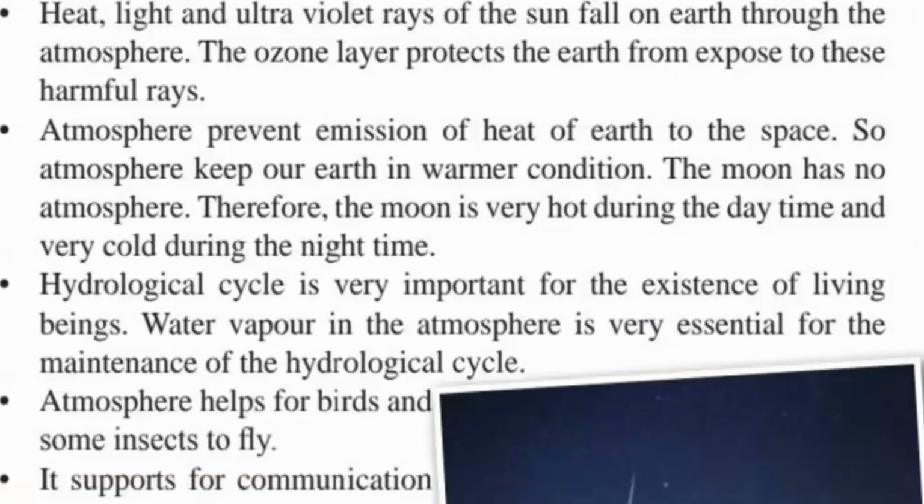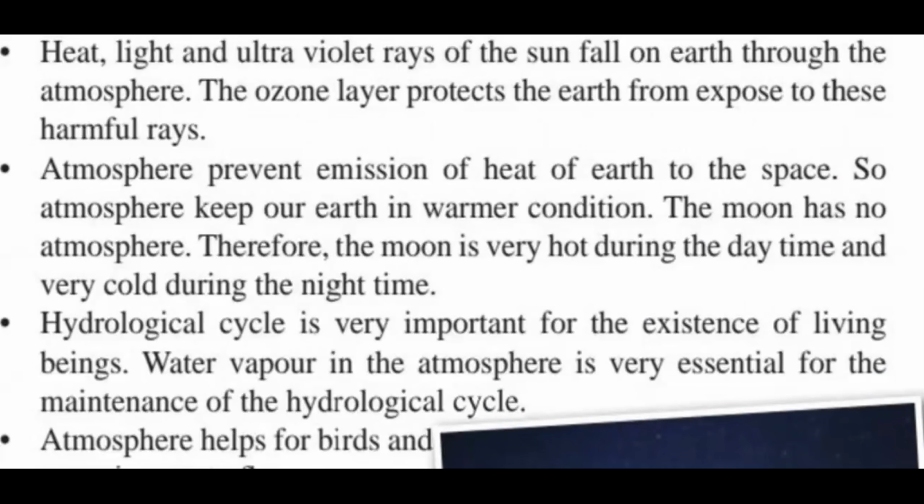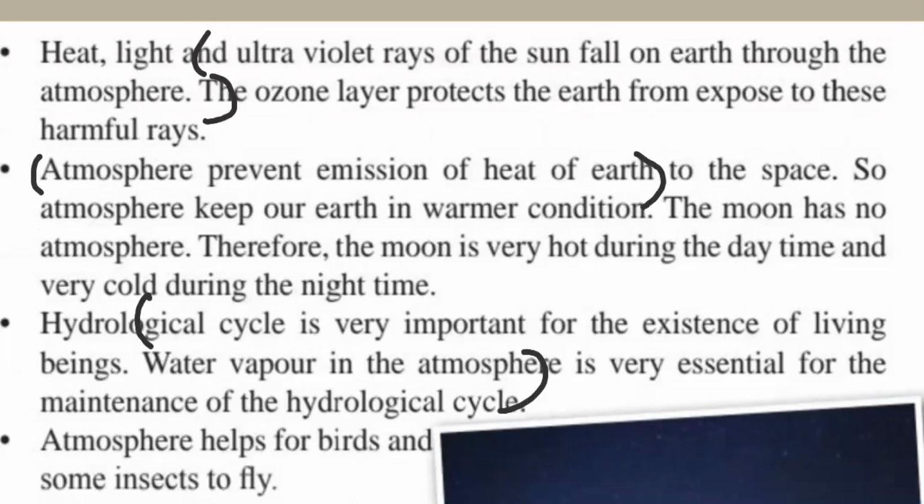Now we can shorten this when you are studying. How can you shorten it? Heat, light, ultraviolet rays of the sun fall on the Earth through the atmosphere. This point is not necessary to write, you just try to remember. Atmosphere prevents emission of heat of Earth to the space. So the atmosphere keeps our Earth in a warmer condition. This is important. And the next point, water vapor in the atmosphere is very essential. This is the important function, right? So let's first of all write them.